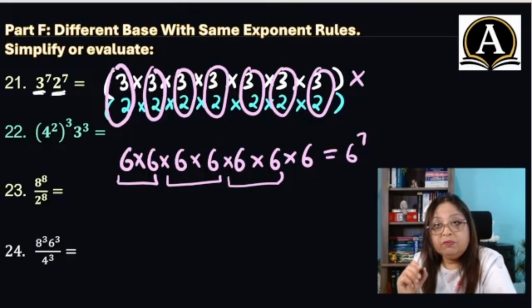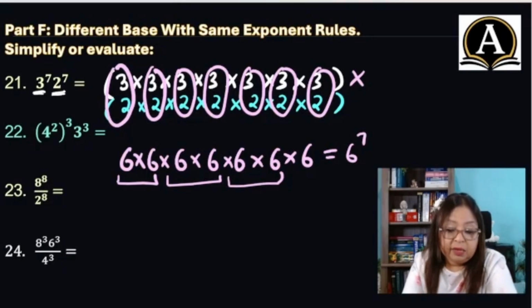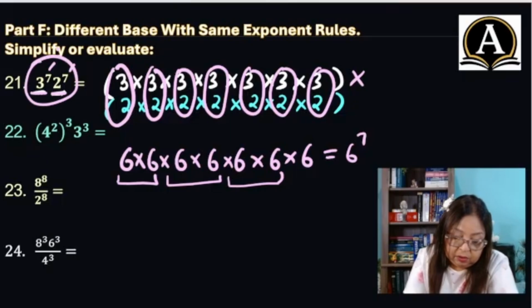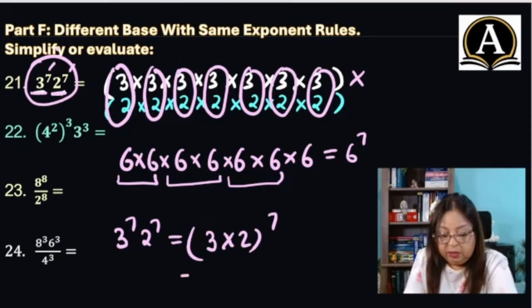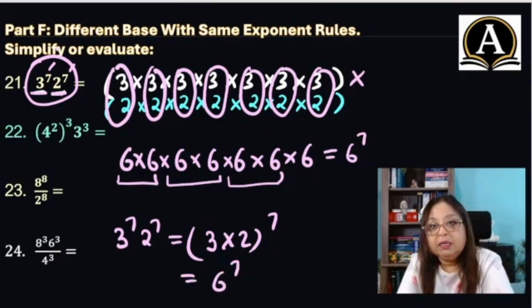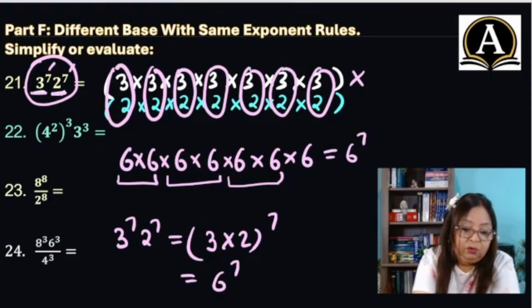We could have gotten this very simply if we realize that even though the base is different here, the power is the same. So we could write this as 3 to the power 7 times 2 to the power 7, which can be written as 3 times 2, to the power 7, which is 6 to the power 7. Simple.